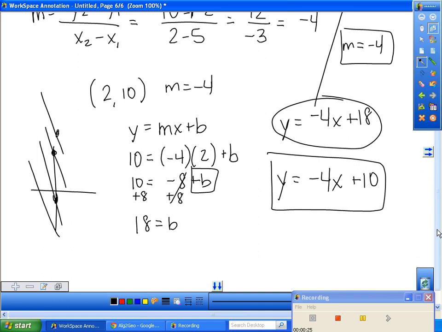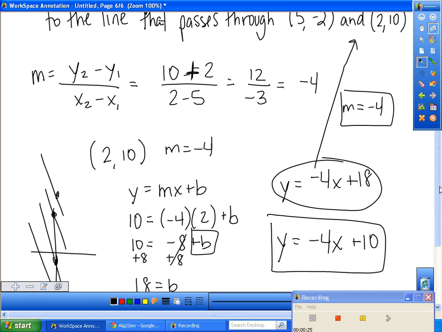All right, so hopefully this is some review. Make sure you come prepared with any questions, know what parallel and perpendicular slopes look like, and know how to find missing information in equations.